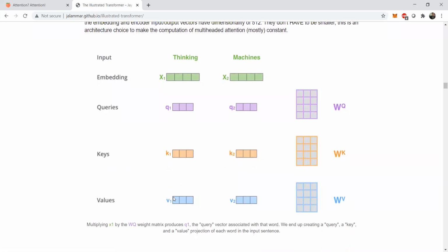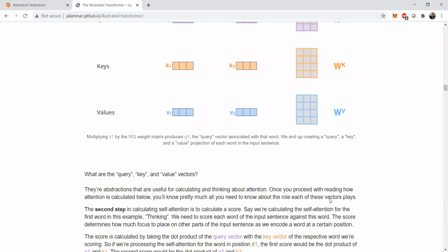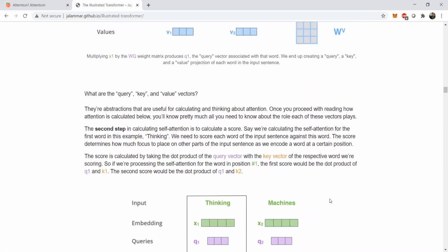So if we look at this, the embedding vector is denoted by x1 and x2. This is essentially the input vectors that we see. We have the query vectors, the key vectors, and the value vectors, and their corresponding weight matrices as well, WQ, WK, and WV. Okay. Now, what are these query, key, and value vectors? These are abstractions that are very useful for calculating self-attention. When you proceed with reading how attention is calculated, you will be able to understand and replicate how attention can be useful for any use case in natural language processing, right?